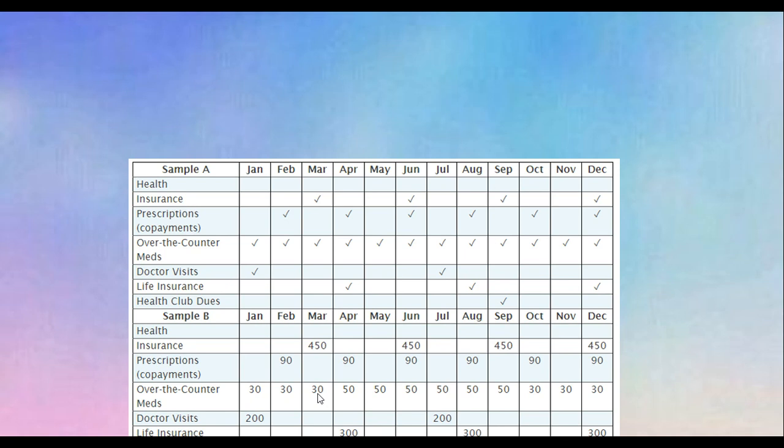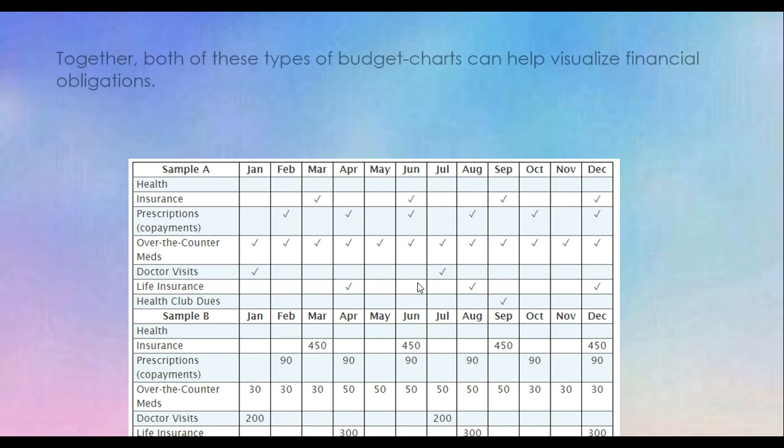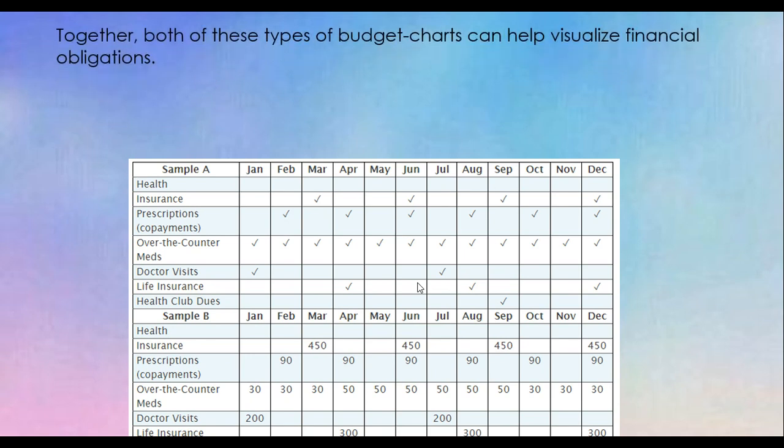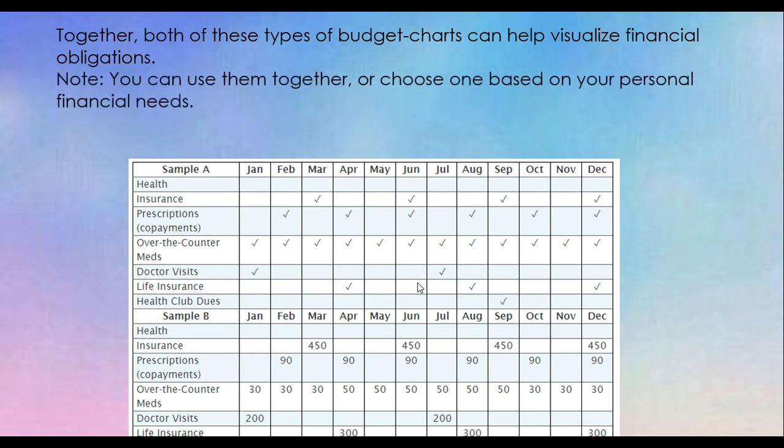Well, you have a couple options actually. You can use just the checkoff chart if you would like, if that works for you, that's fine. You can use just a regular budget chart if you would like, so kind of like sample B, if that works for you, that's totally fine. Or you can use a conjunction of the both of them. But either way, this helps you really visualize your financial obligations that you have as an adult. You can use them together or choose one. That's totally your choice. But there are pros and cons to each type.